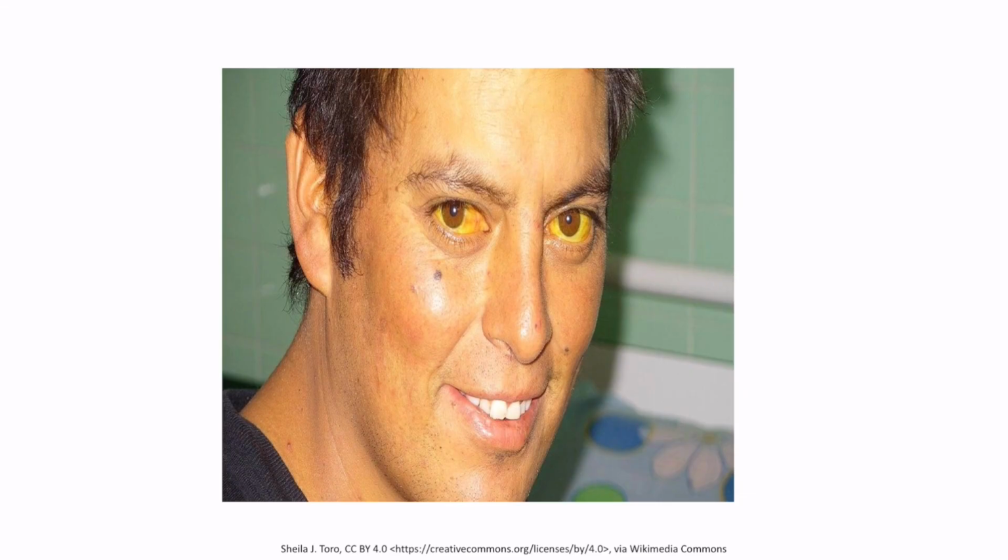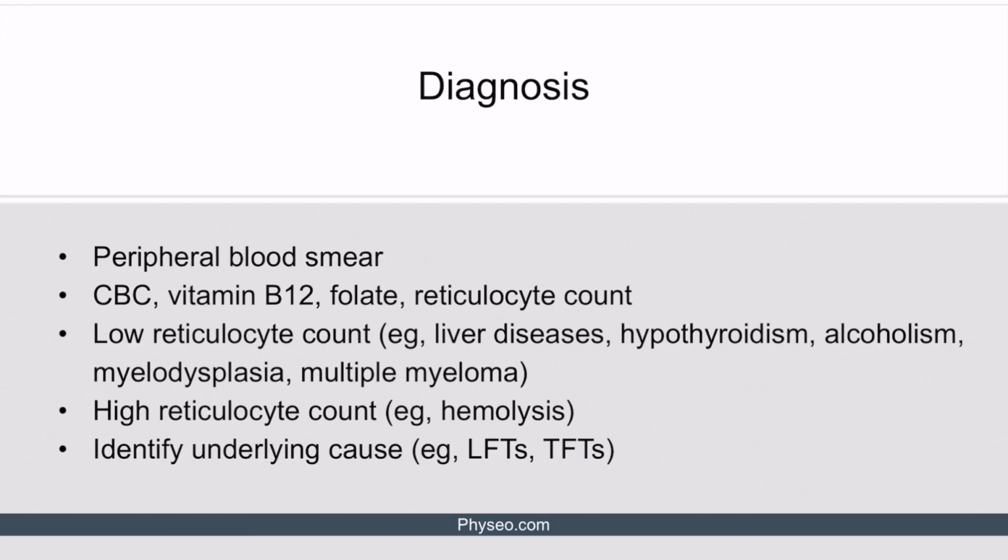This image depicts scleral icterus, which can be one of the manifestations of liver disease, a common cause of non-megaloblastic anemia. Now let's move on to discuss diagnosis.